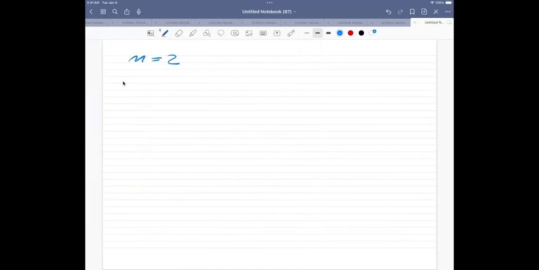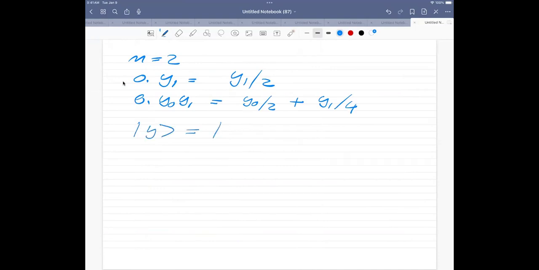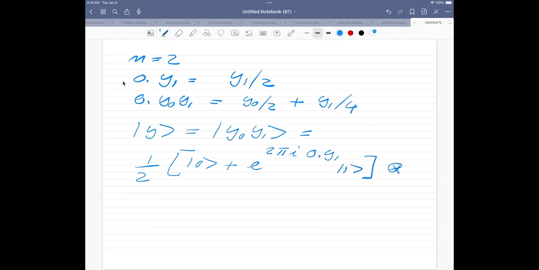So if we go back to the n equal 2 case, what we have then is 0 of y1, which is just y1 divided by 2. And then I have 0 of y0 and y1. This is the same as y0 divided by 2 plus y1 divided by 4. So that means that this state, which I've labeled y, which is now a 2 qubit state, y0 and y1, is simply given by 1 over square root of 2, and then I have 0 plus e of 2 pi i of 0 and y1 multiplied with 1, and then tensor product with 1 of 0 plus e of 2 pi i of 0 and y0 and y1 multiplied with 1.